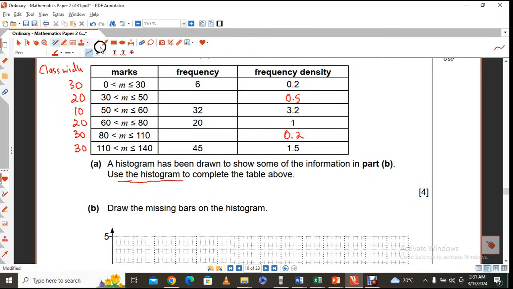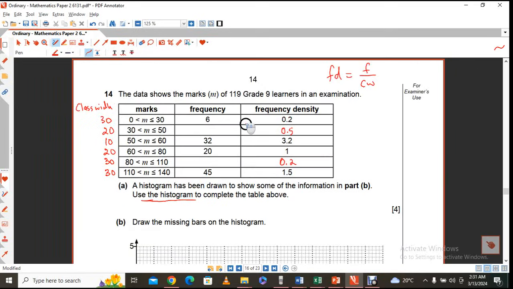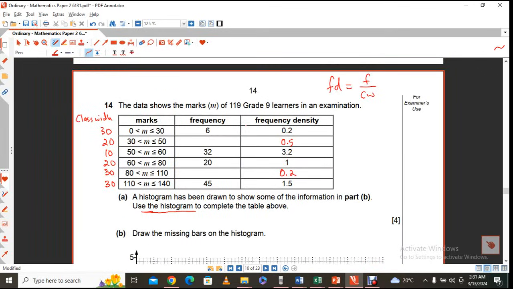Right, let's now use the formula that I have put here in order for us to find the frequency. So I'll just write here, frequency would be the frequency density times the class width. So when you take the frequency density 0.5 times 20, that is 10. When you take 0.2 times 30, that is going to be 6. Okay, so you multiply, for example, the 0.5 by 20, and the other one, you say 0.2, you multiply it by 30. And here I got 6, here I got 10.